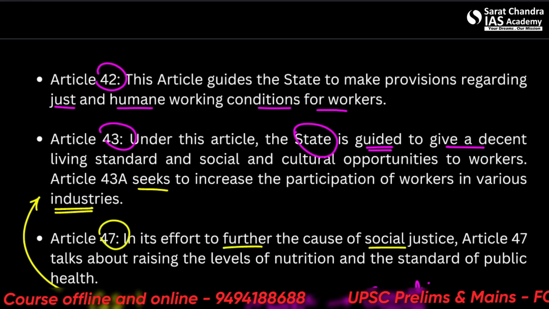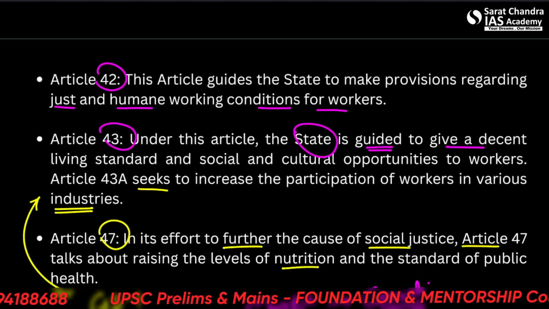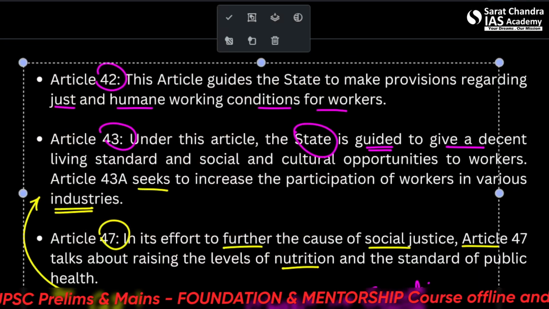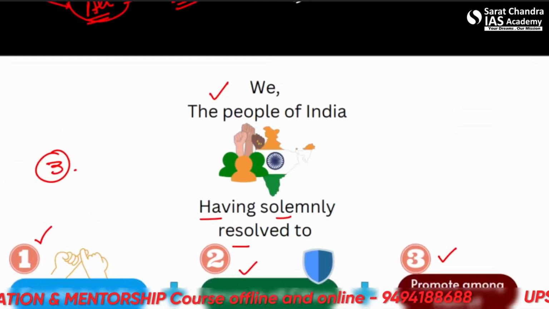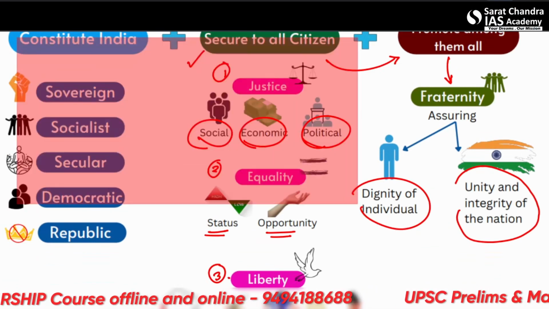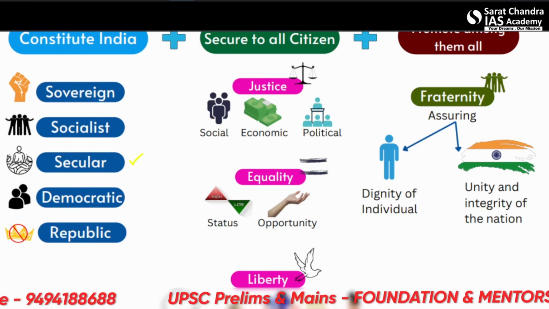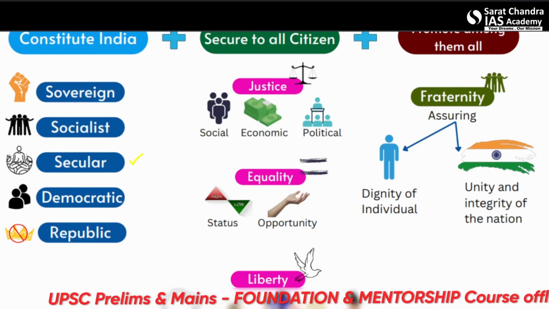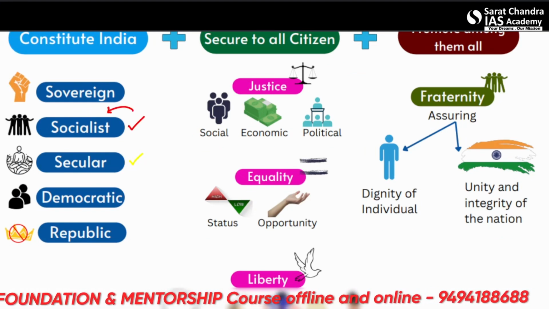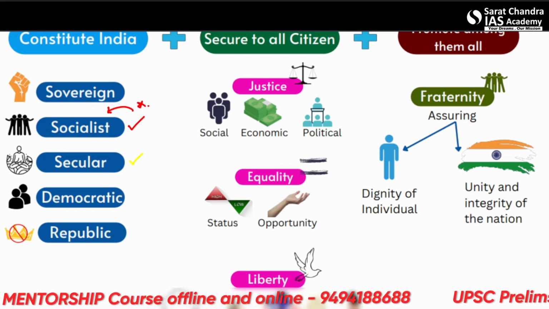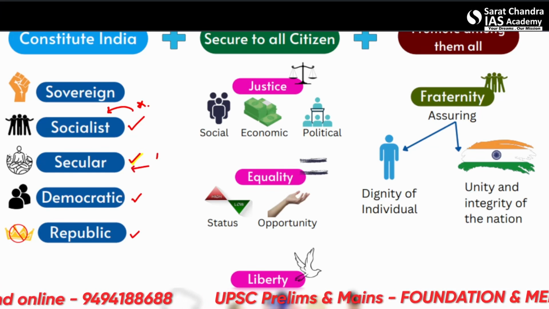Article 47, in its efforts to further the cause of social justice, talks about raising the level of nutrition and the standard of public health. All these are basically reflecting our preamble in some way or other. Let me come back to the preamble. Okay, so we talked about all these things in the preamble. So we saw in the DPSP that the socialistic principles are being focused upon. We'll further see where the democratic, republic, and secular principles we have already seen in the fundamental rights.